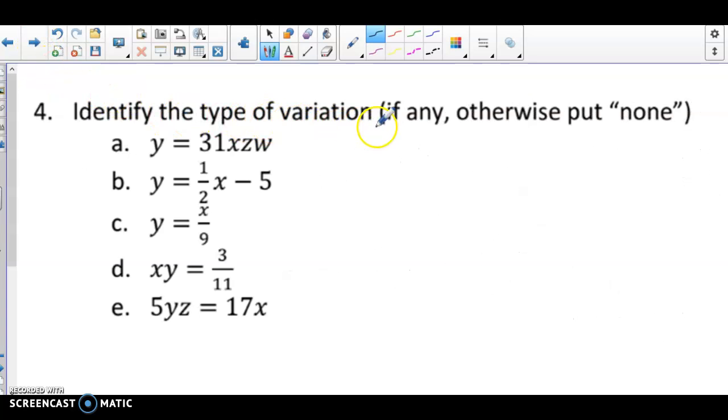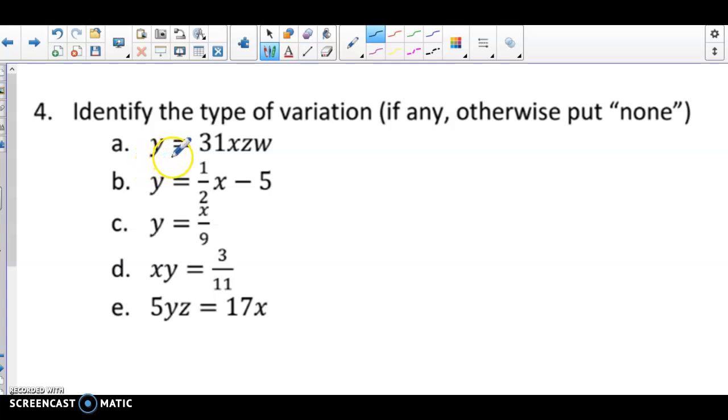Okay, this one is telling us to identify the type of variation if it is a variation. If it's not, we'll put none. This is just like that other problem that we did. We want to get it in a form that makes sense if it's not already in that, and then we can determine which equation it matches up with.